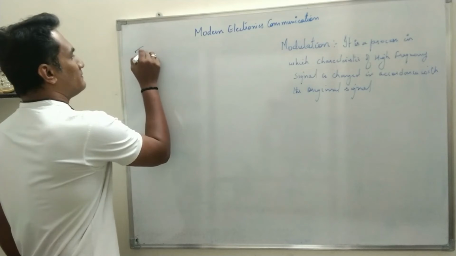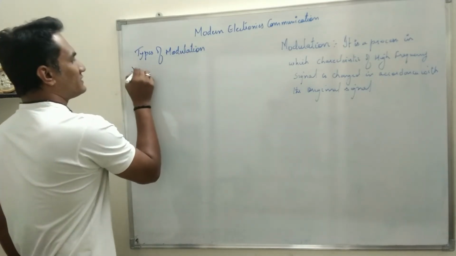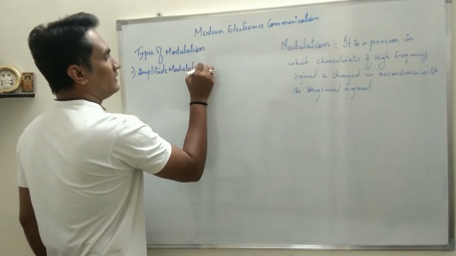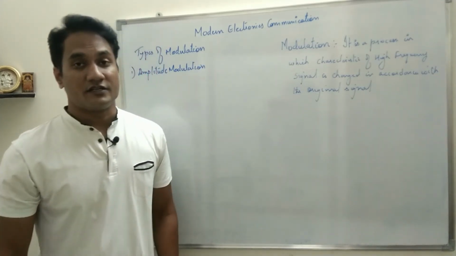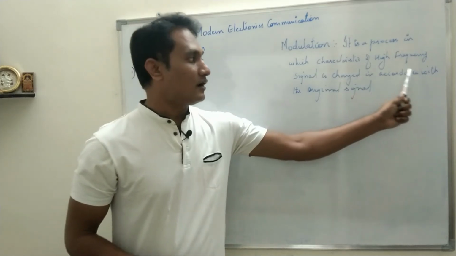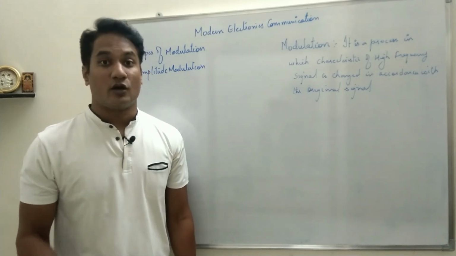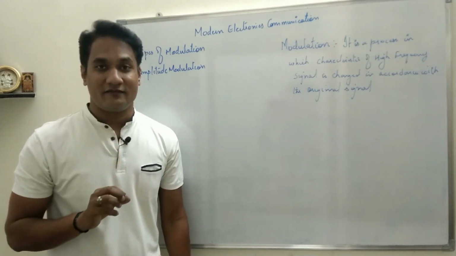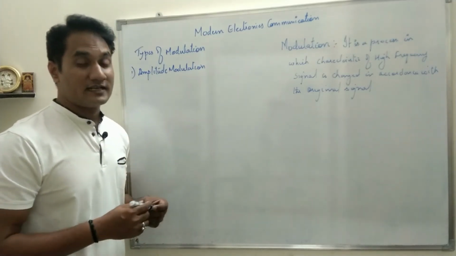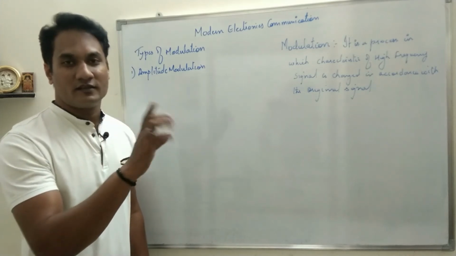Okay, so types of modulation. Under this heading, the first one is amplitude modulation. See, we have the generalized definition of modulation. It is a process in which characteristic of high frequency signal is changed in accordance with the original signal. So high frequency signal will be a carrier wave, original signal will be an audio frequency. Now, what characteristic of the high frequency carrier wave is changed specifies the name of that particular modulation. So from the name itself, we can understand that we are going to change the amplitude of the high frequency signal in accordance with the original signal.